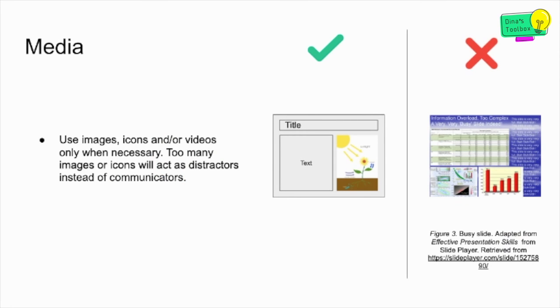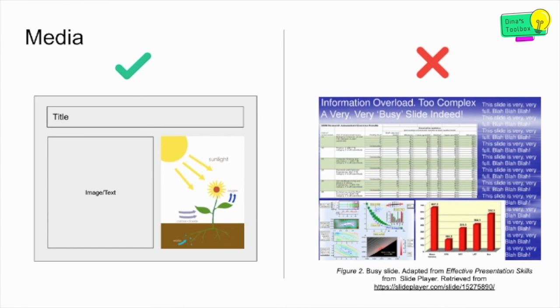When adding media, make sure to always use images, icons, or videos only when necessary. Too many images or icons will act as distractors instead of communicators. Now let's look at these 2 images. The one on the right, the slide has 3 different images, and you can tell that they're competing against one another. Your eyes can't really tell where it should fall into. You don't know what information is really important because there's a lot on there.